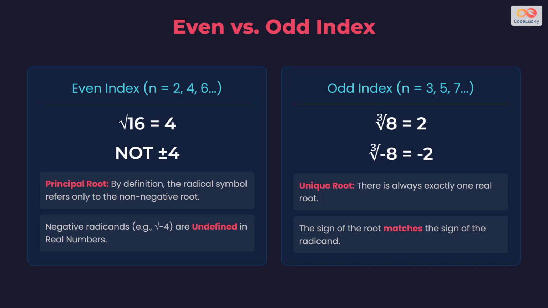It is crucial to distinguish between even and odd indices. An even index, like 2 or 4, corresponds to a principal root which is non-negative. Also, you cannot take an even root of a negative number in the real number system. An odd index, like 3 or 5, always yields a unique real root that shares the sign of the radicand.